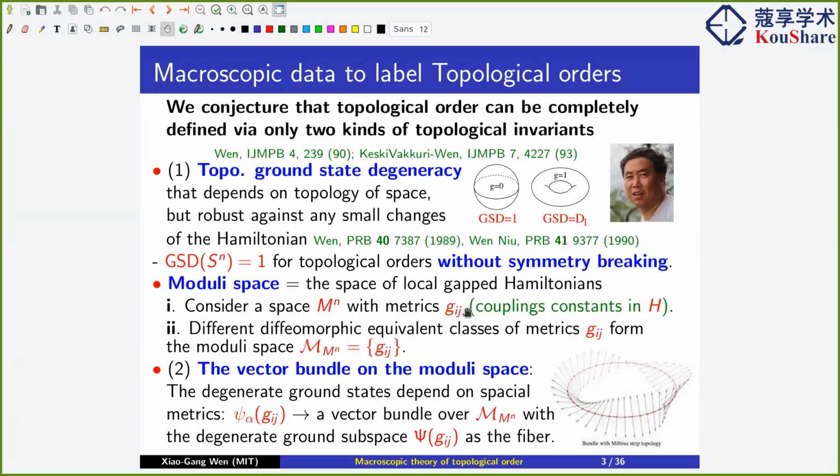Okay, but in condensed matter, we pretend the space of a coupling constant can be modeled by this metric. So this is one assumption we make. Then once you have this space of coupling constants, you have the ground state degeneracy. Then we have a fiber bundle. Basically, for every coupling constant, you have a degenerate ground state subspace. And when you change the coupling constant, this subspace rotates. And this really became the notion of a fiber bundle.